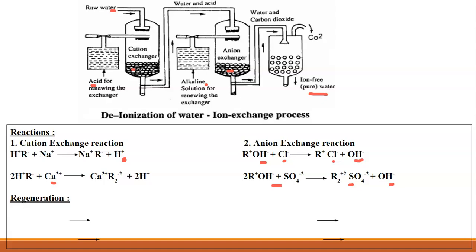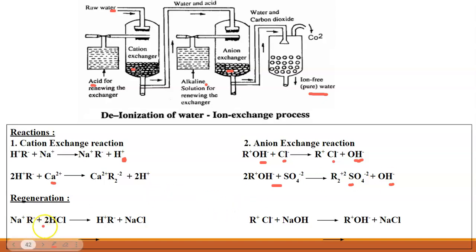Now the regeneration reaction. The cation exchanger is regenerated by using a strong acid like HCl. So the exchange reaction has taken place. In the resin, we have the sodium group, as you can see in the first reaction. So when we pass a strong acid through the exchanger, again the resin will have H plus ions and NaCl would be formed. It means the Na ion will be given out in the water.